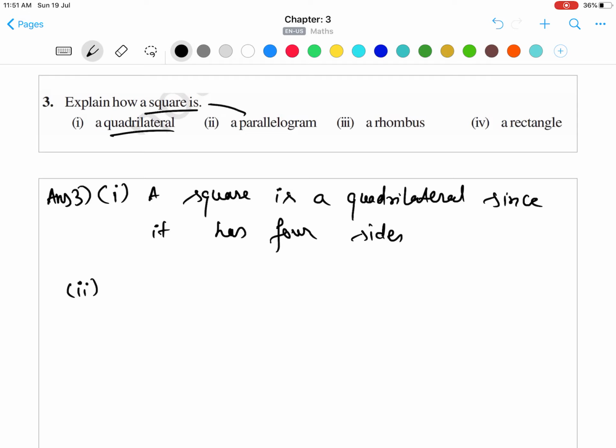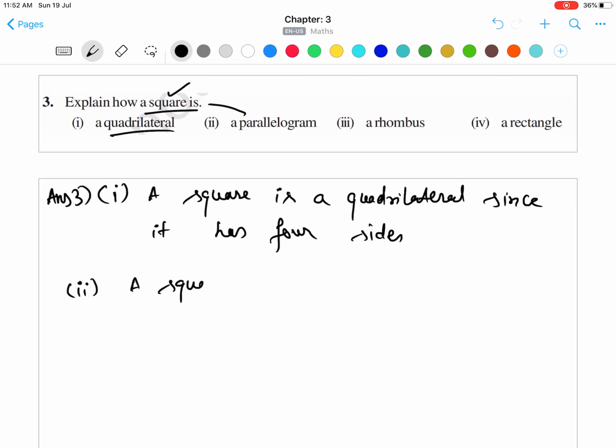Second, we have explain how a square is a parallelogram. In a parallelogram, we need one condition, which is opposite sides have to be equal and parallel. So a square is also a parallelogram. In a square also we have opposite sides equal and parallel. Therefore, it will be a parallelogram. And a square is itself a special case of a parallelogram.